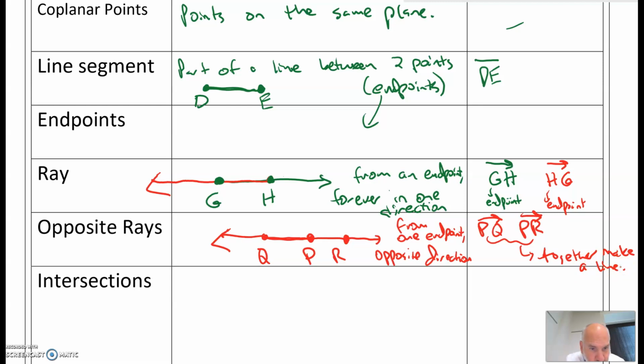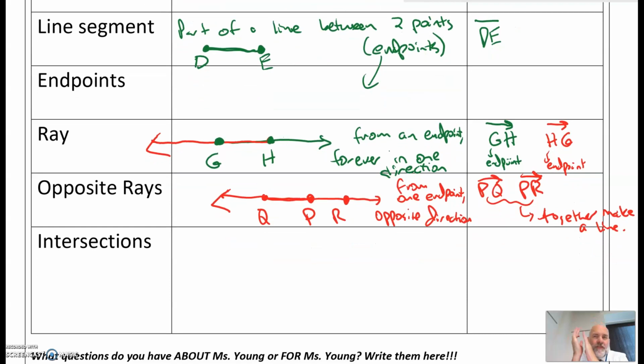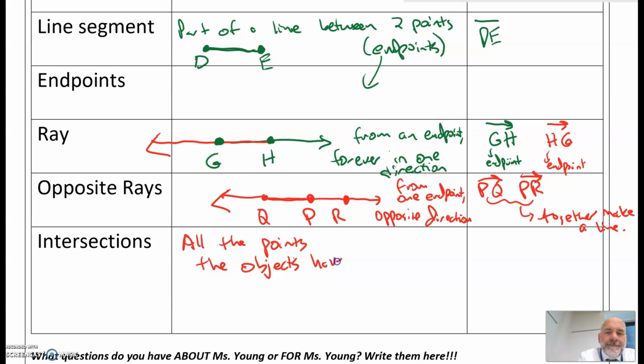Okay, last one. Whew, we got to get done within 15. Intersections. The intersection between two objects, well, I shouldn't write that again. That's just a waste of time. Intersection is all the points the objects have in common. Sorry, I didn't space that very well. All the points the objects have in common.